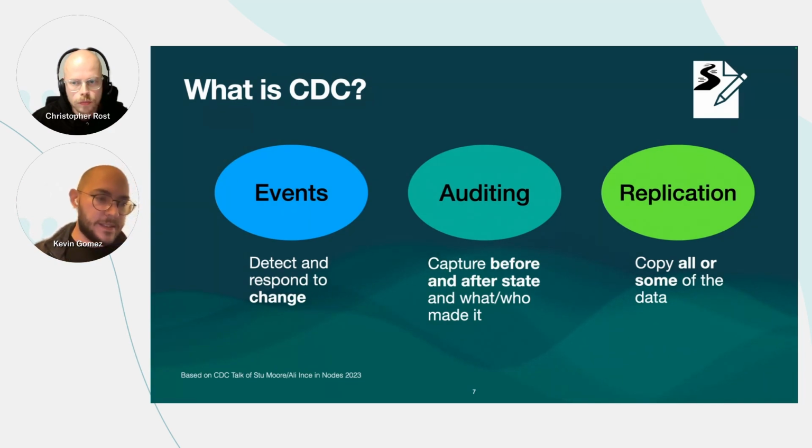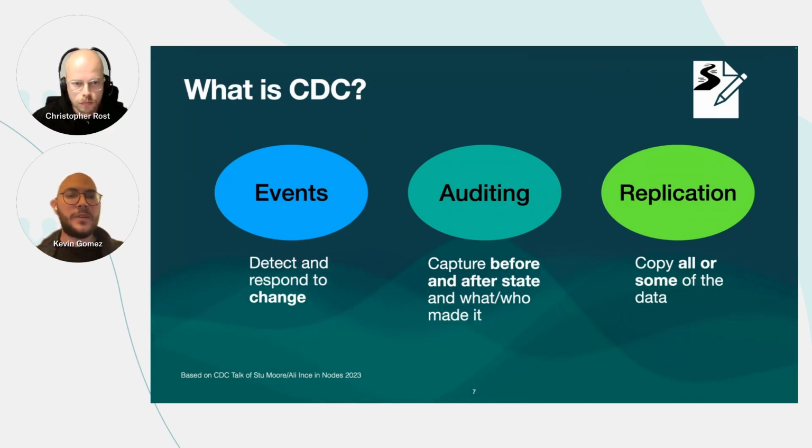CDC in a nutshell is information about what changes in your graph or what changes in your database. This is in a nutshell, right? So imagine you have this piece of information available. Then you are able to tackle those three aspects that we see here in front of us.